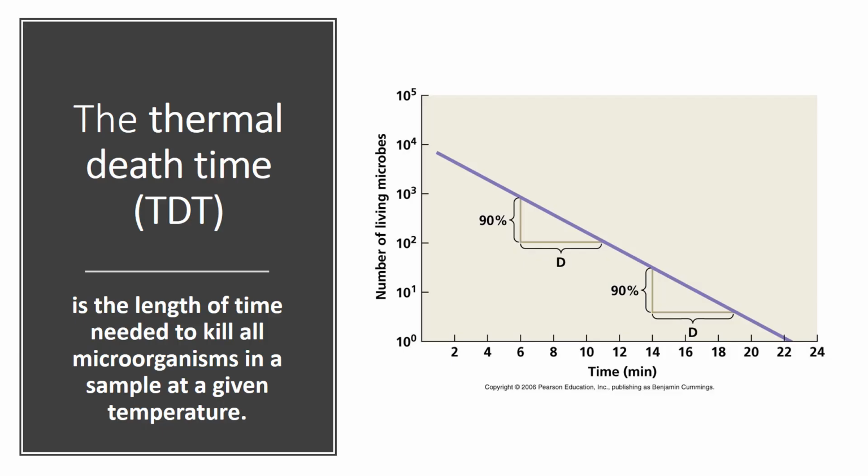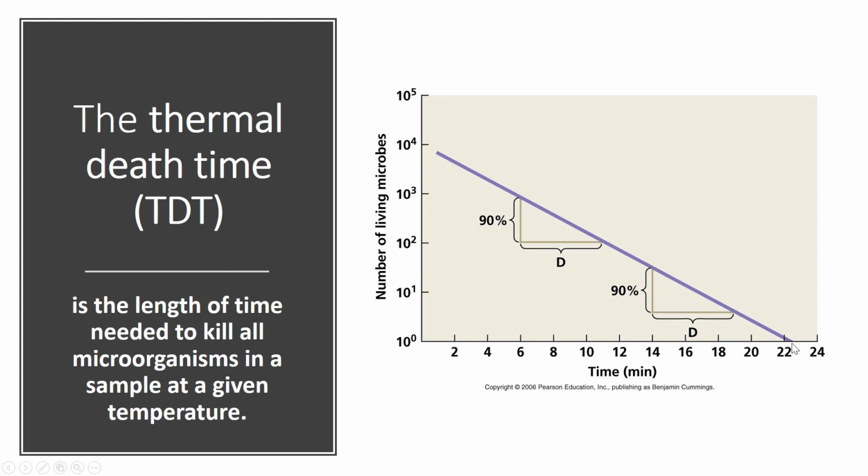The thermal death time is the length of time needed to kill all the microorganisms in a sample at a given temperature. So you can try different temperatures and see how long it takes to kill all these organisms. For instance, if the thermal death point in the previous slide was to measure the temperature used to kill all the organisms at 10 minutes, we didn't achieve it with this temperature, because at this temperature it took a little bit more than 22 minutes.